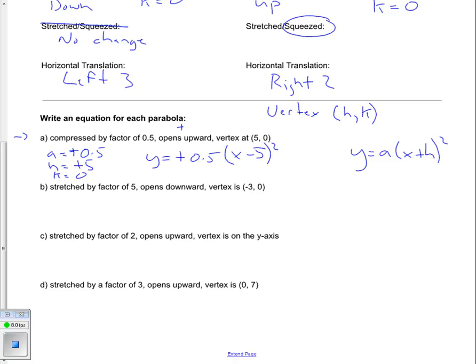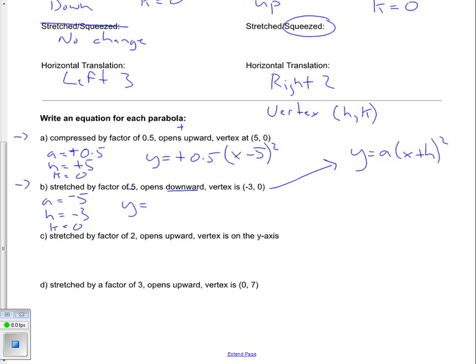So for part B, we know that it's stretched by a factor of 5. So that means the a value is 5. If it opens downwards, that means that it's actually negative 5. And the vertex is at (-3, 0). So based on the fact that the h value of the vertex is the same as the x value of the vertex, then the h value is negative 3, and the k value is 0. Okay, so using our basic form of the equation, then we can substitute in our values for a, h, and k.